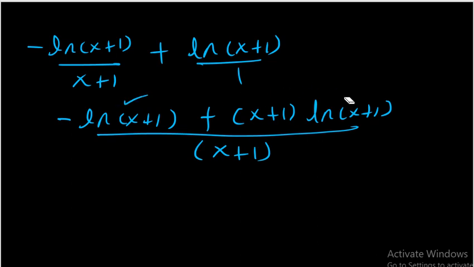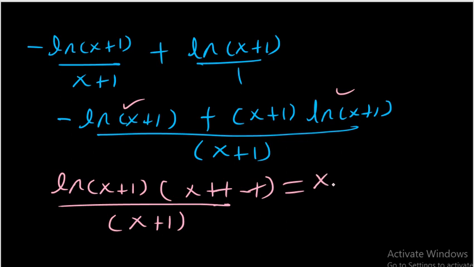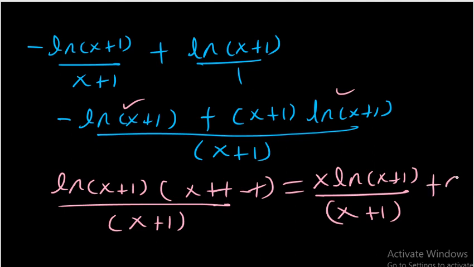If we take ln of x plus 1 as a common factor, then in the bracket what remains? x plus 1 minus 1, the whole over x plus 1. So negative 1 and plus 1 will cancel each other, so finally x times ln of x plus 1, the whole over x plus 1, plus c will be remaining.